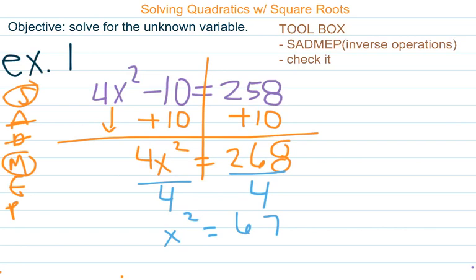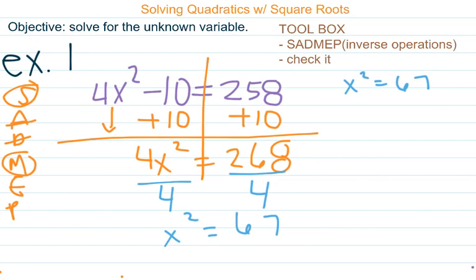We have x squared equals 67. Now, we technically do not have the x by itself just yet. So I'm actually going to rewrite this up here, kind of smaller. The x is not by itself. So to undo squaring the x, we need to take the inverse. The inverse of squaring is to take the square root.